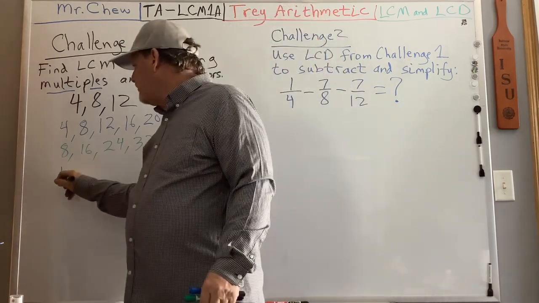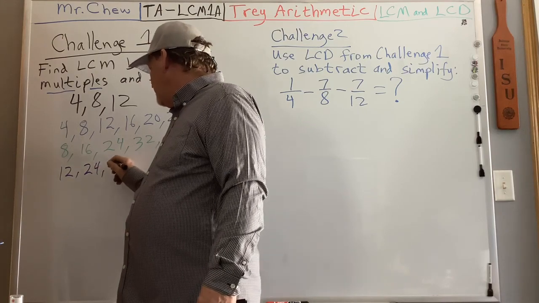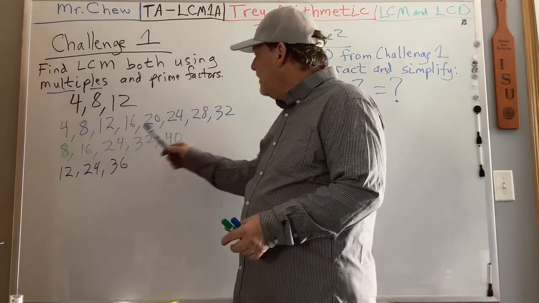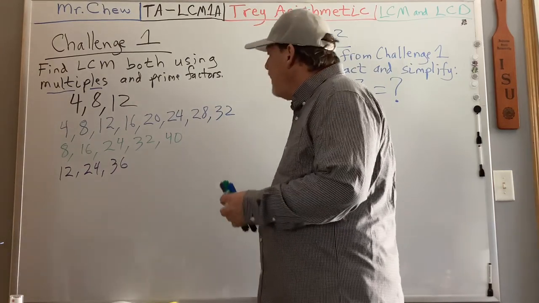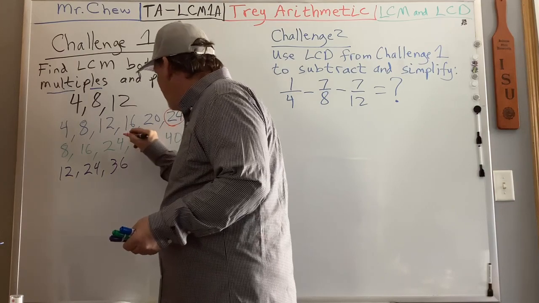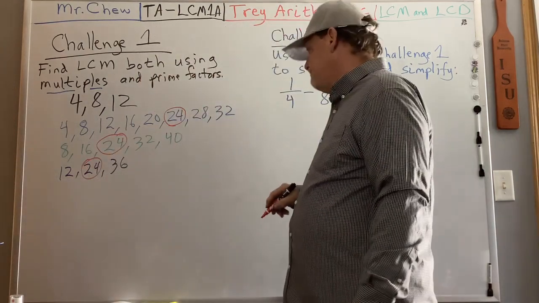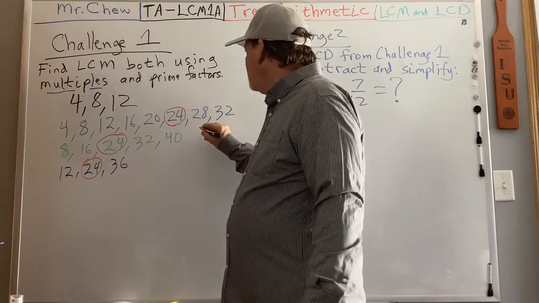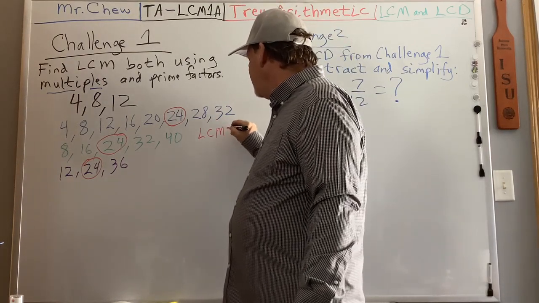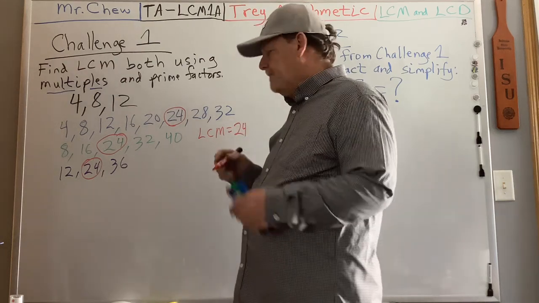Now let's do our 12s. 12 times 1 is 12, 12 times 2 is 24, 12 times 3 is 36, and I say, oh, I see it now. It's a 24. So do you see how I have a 24 in all 3 of these? So my LCM, which stands for least common multiple, is 24.